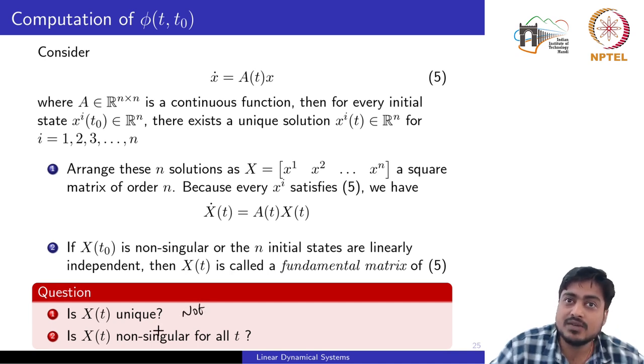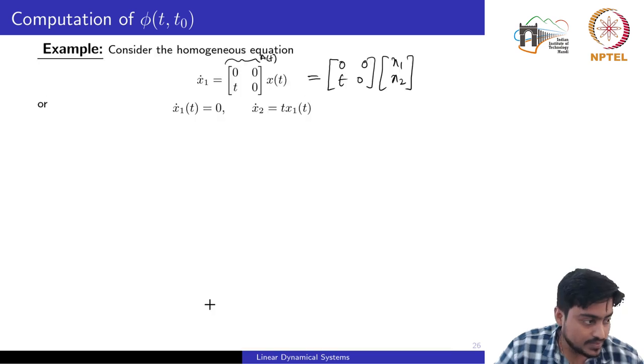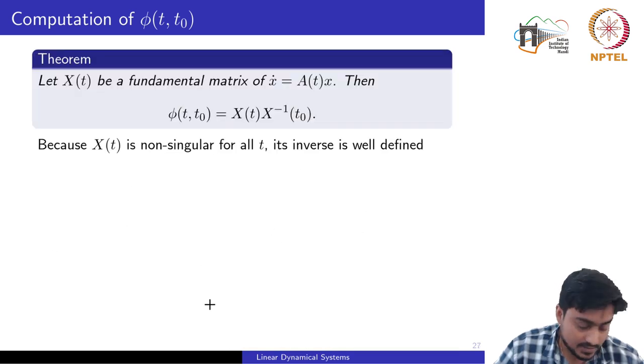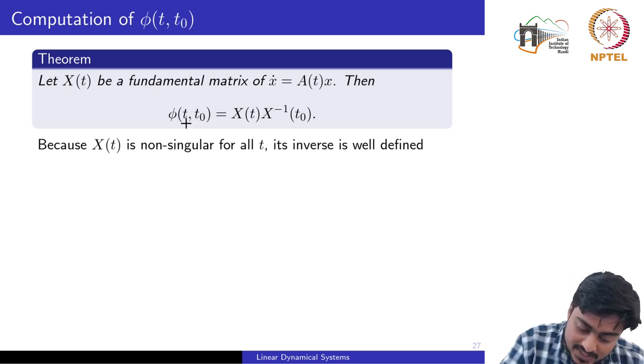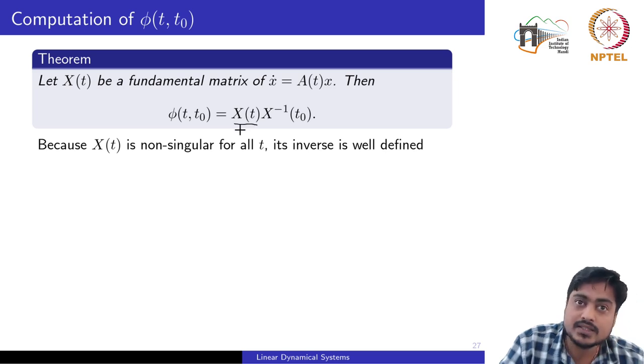For different initial conditions we would have different solutions, and if the initial conditions are linearly independent, then x of t, being the fundamental matrix, would not be unique, right? About the singularity, we will see this result in the next result, which says: let x of t be a fundamental matrix of x dot is equal to A(t) x. Then the state transition matrix is given by the multiplication of the fundamental matrix and the inverse of the fundamental matrix at time t equal to t naught.